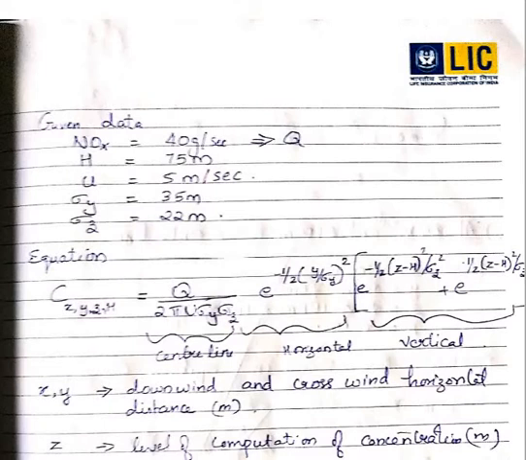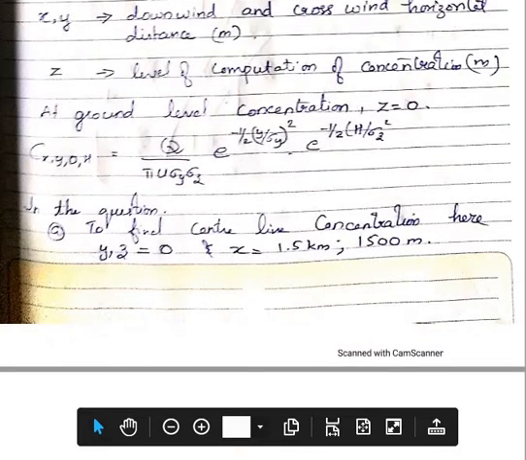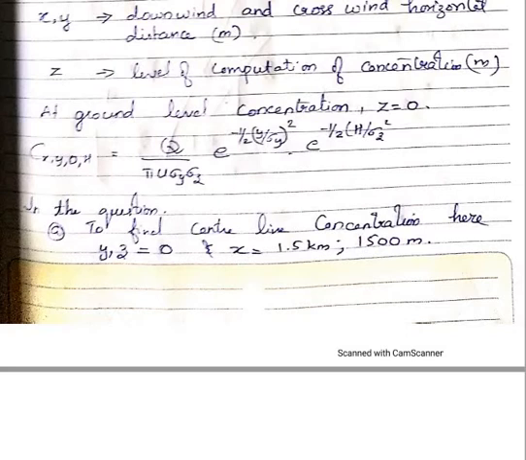So in this question, first we have to find the concentration at the ground level. Concentration at ground level means Z value will be equal to 0. When you substitute the value of Z equal to 0, you will get the equation as C(x,y,0,H) equal to Q by pi U sigma Y sigma Z, e raised to minus 1 by 2 into (y by sigma Y) the whole square, into e raised to minus 1 by 2 into (H by sigma Z) square.